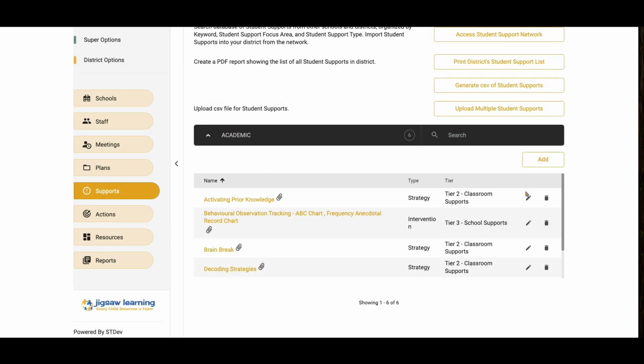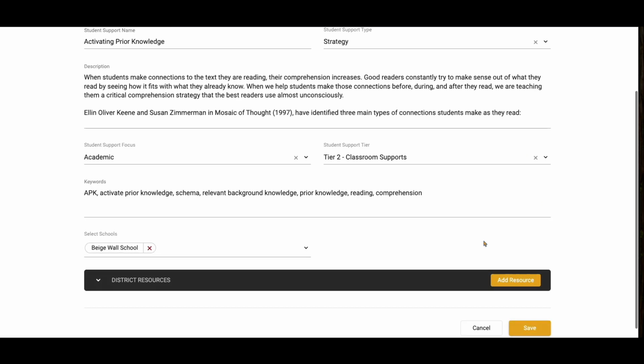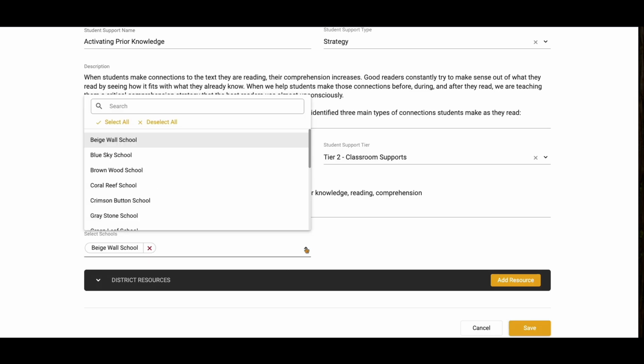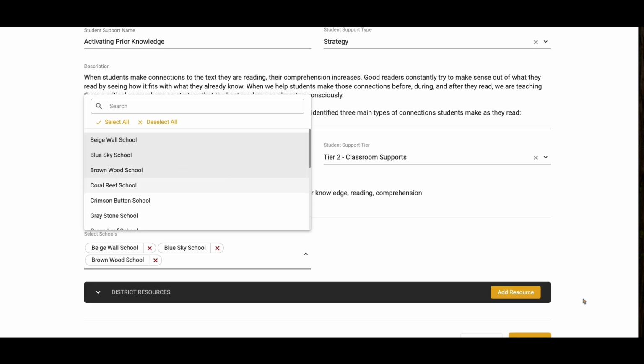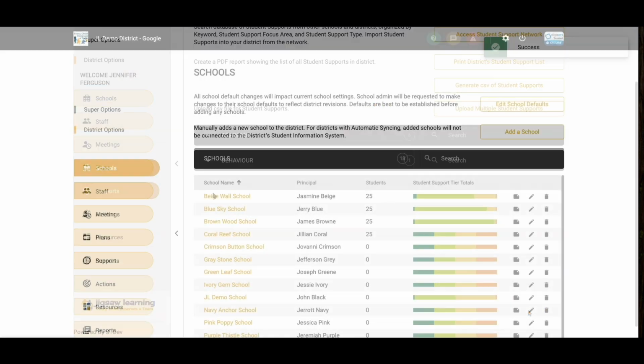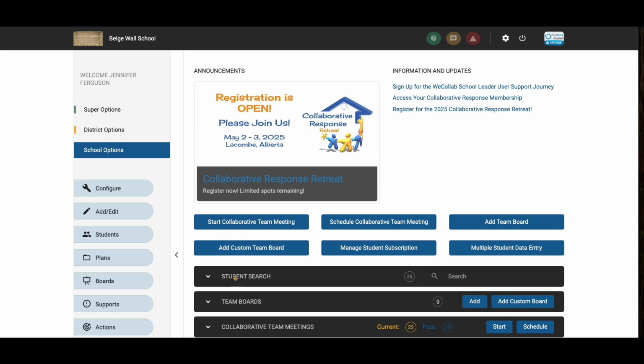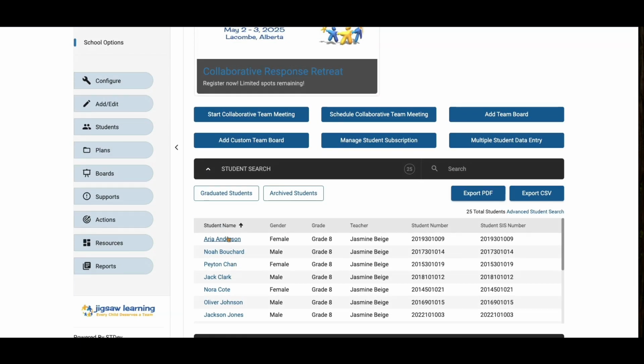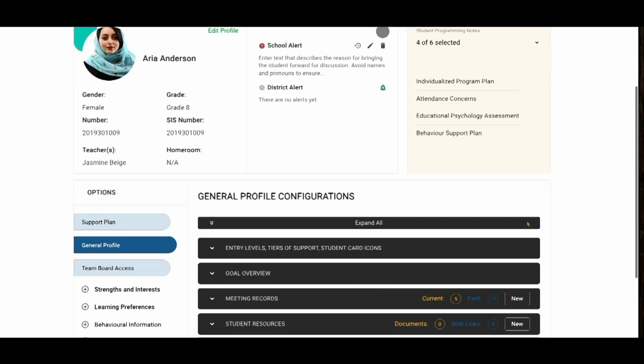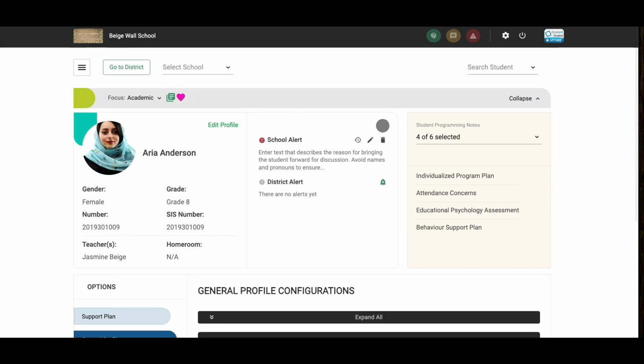Supports for specified focus areas can be added at the district level and pushed out to schools, again in an effort to provide consistency, as well as the opportunity to assess their effectiveness at the district level. District leaders and district staff are able to access student profiles within schools to review pertinent information prior to determining supports to be provided from the district.